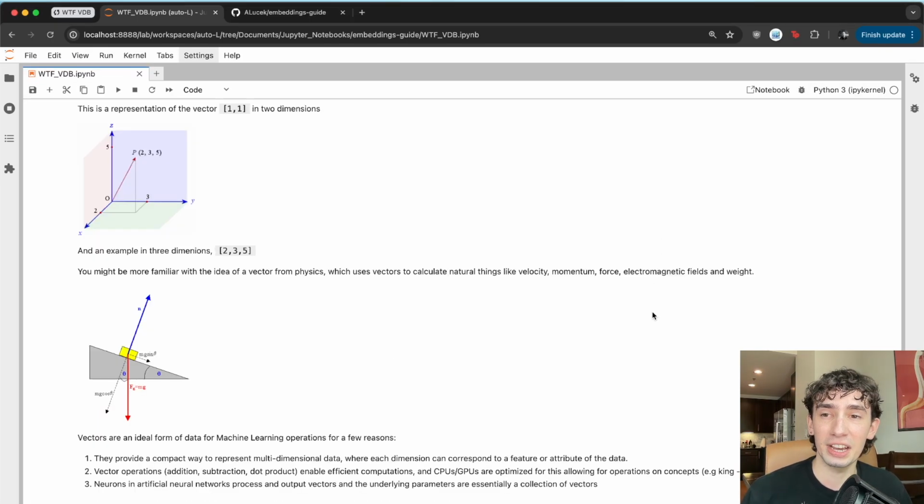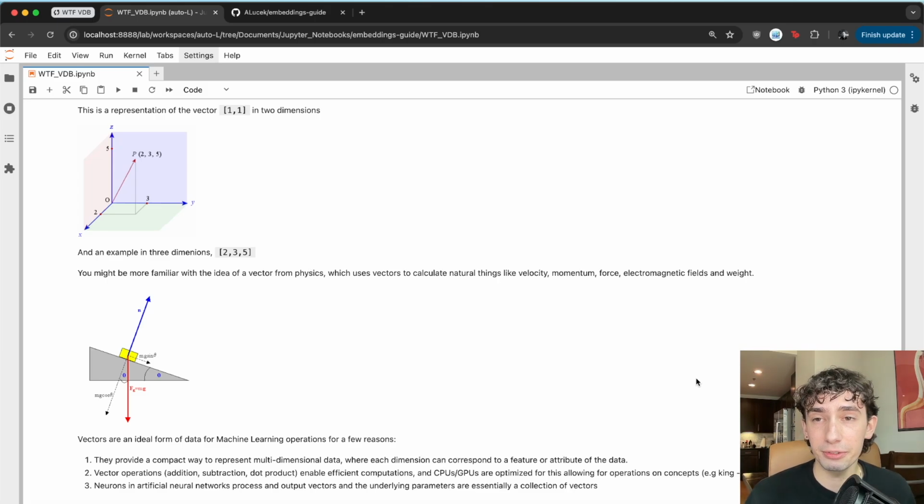And as a bit of an aside, you're likely more familiar with the idea of a vector if you've taken some sort of high school or early level physics class. Because in physics, they use vectors to calculate natural things like velocity, momentum, force, electromagnetic fields, and weights. And I remember one of the things that gave me a hard time in my high school physics class was trying to figure out kind of where the forces of friction are. So I inserted this example, but you can see that that's how they actually calculate things in physics.